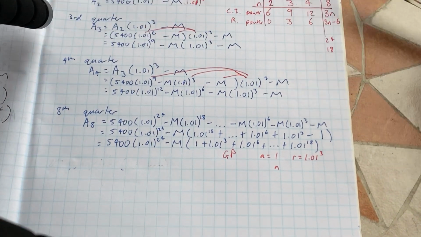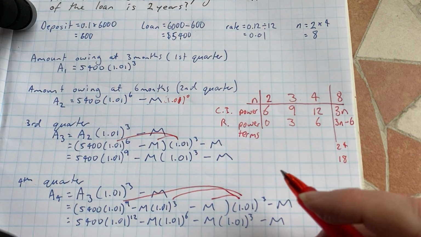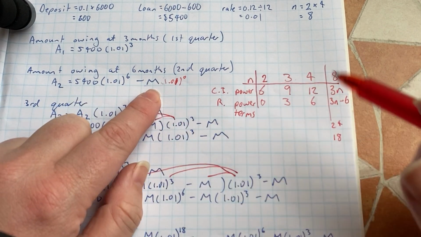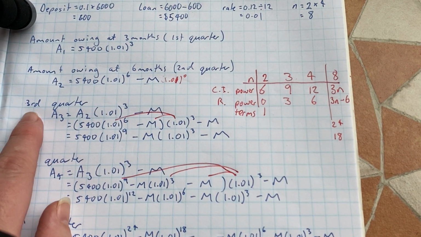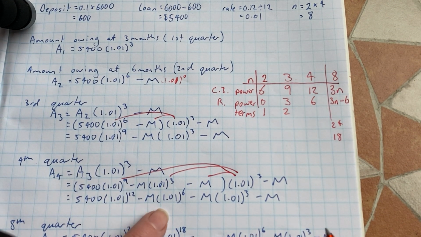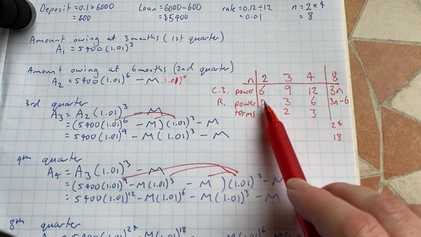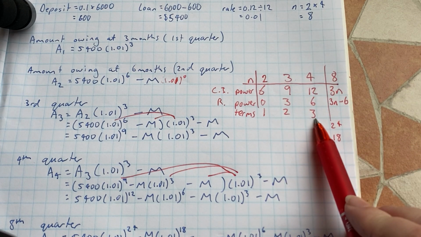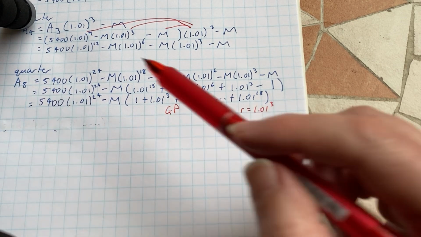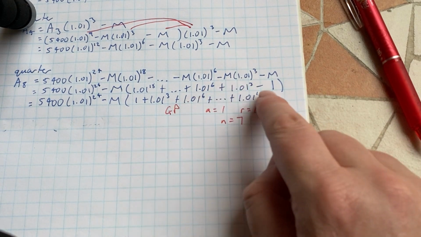Now n, our number of terms. Now I'm going to come back to my table here. So let's look at how many terms had an m in them in A2. At A2 there was 1 term with an m. At A3 there were 2 terms with m. At A4 there were 3 terms with m. So we're seeing it just goes up 1 each time, but it's always 1 less than our n. So down here, when we're doing A8, we're actually going to go to 7. There are actually 7 terms in here.